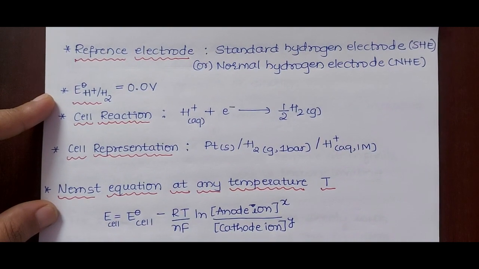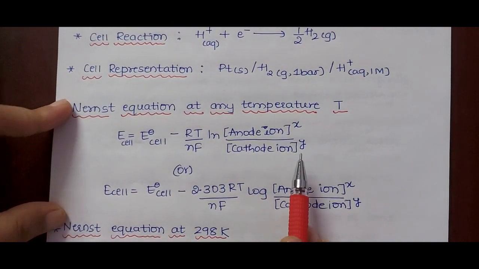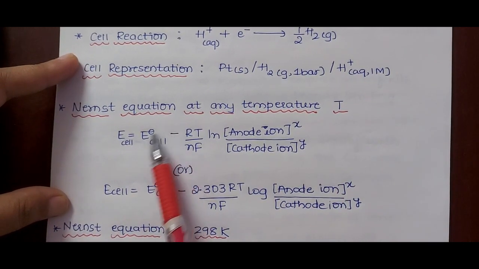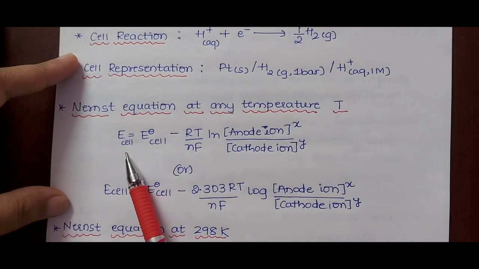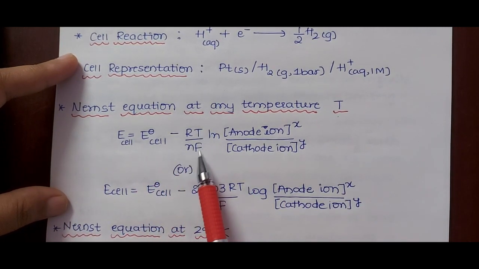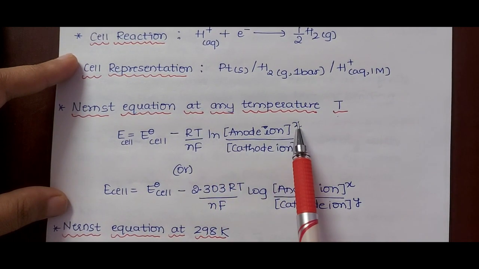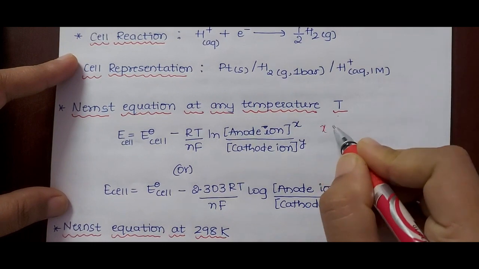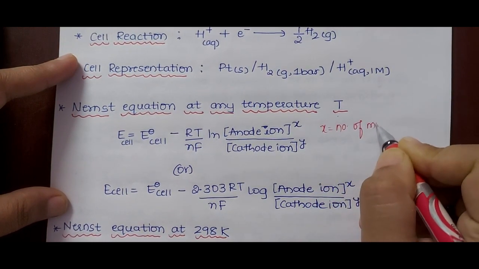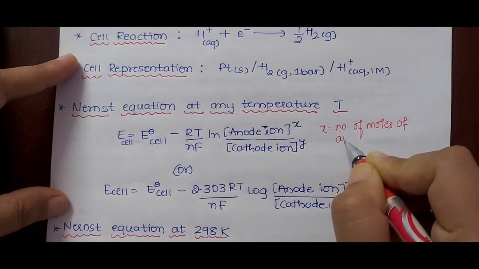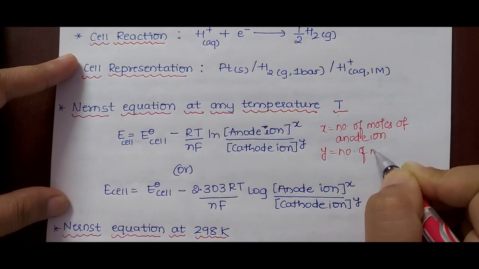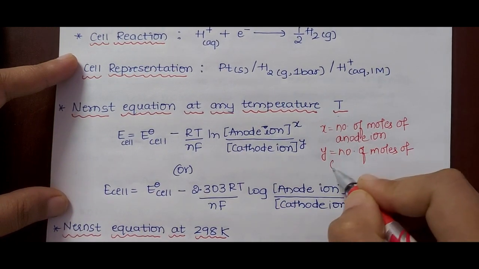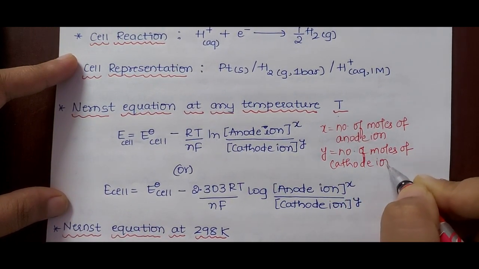After that, the Nernst equation is used to calculate the cell potential at any concentration and at any temperature T. So to calculate the EMF of a cell at any concentration other than 1 molar, we can make use of this equation at any temperature T. And it is given as E cell equal to E naught cell minus RT by nF into ln of anode ion concentration raised to the power x, where x is the number of moles of anode ion in a balanced equation, and y is the number of moles of cathode ion in a balanced equation.